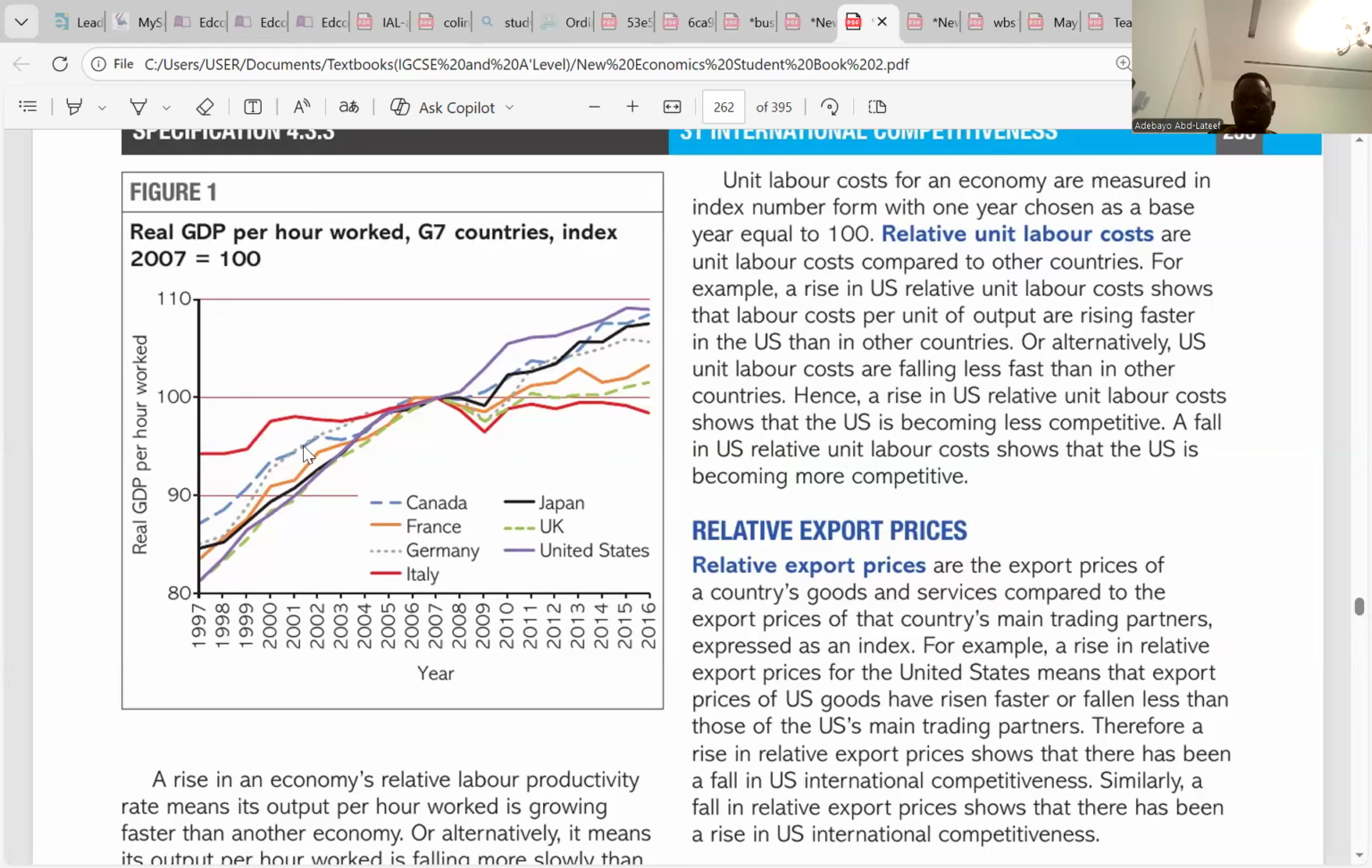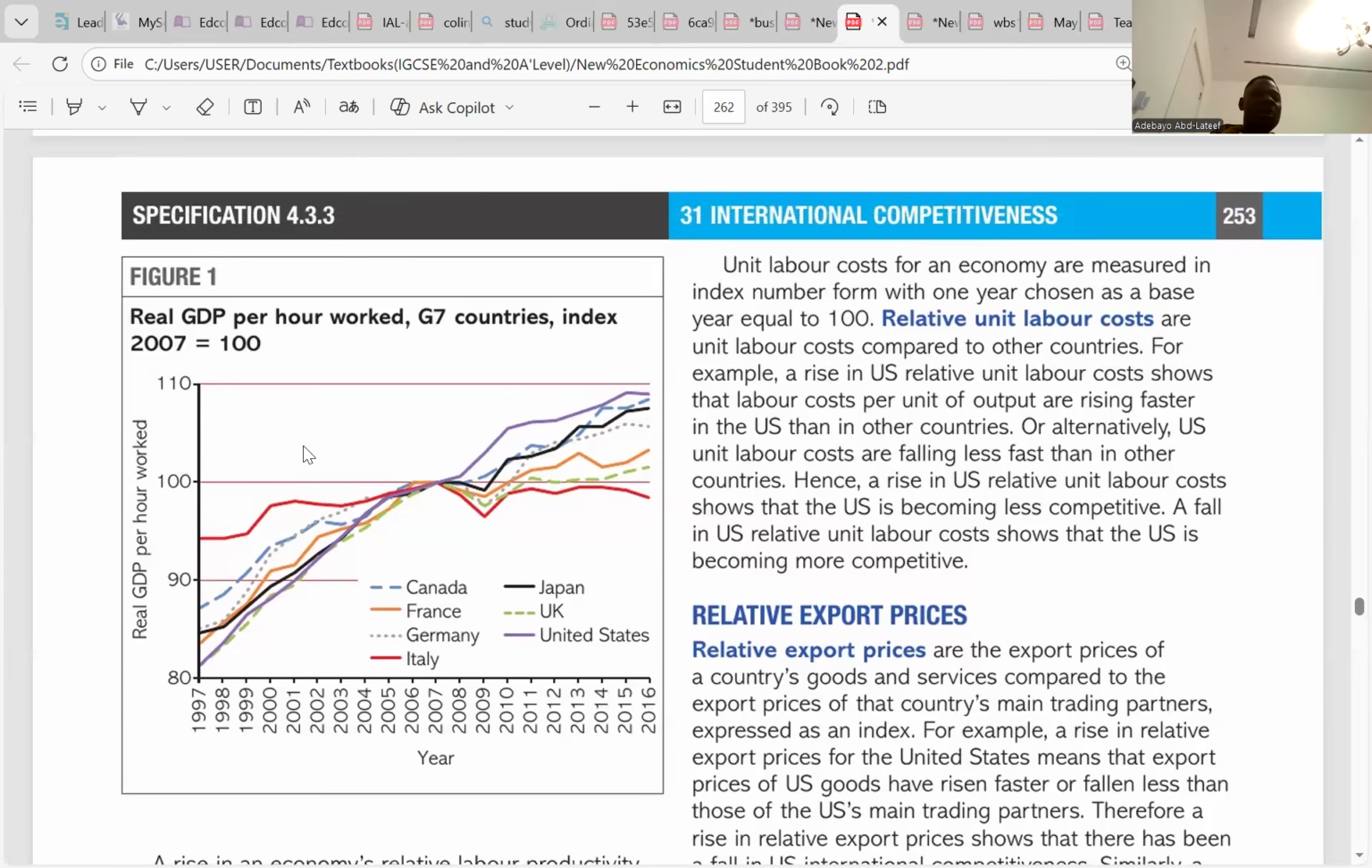Do you understand? Paying more means your cost of production is increasing, and you might have to pass that high cost on to prices. That simply means the value of your exports would rise, and that might make you less internationally competitive. On the other hand, they said a fall in US relative unit labor cost shows that the US is becoming more competitive. So if the US relative unit labor cost is reducing, it simply means the cost of labor is falling. And if the cost of labor is falling, it means firms in the US might be able to pass on the low cost as lower prices to foreign customers. And that might make the US internationally competitive.